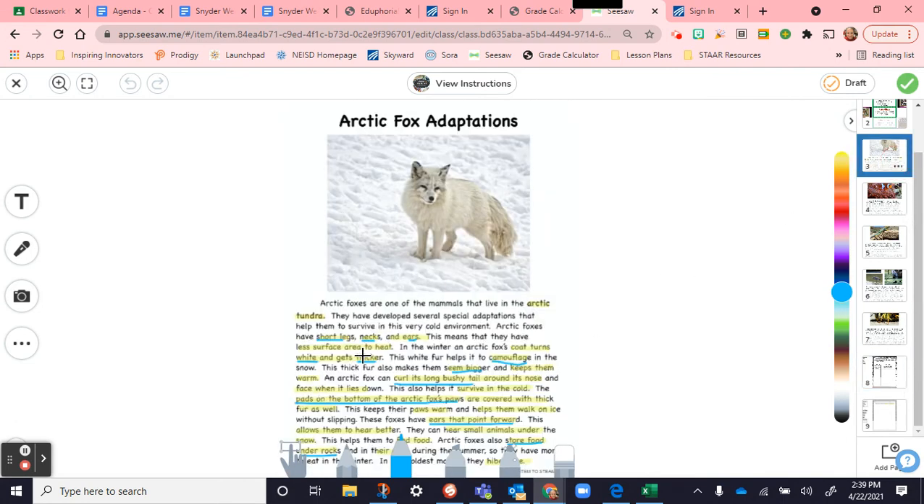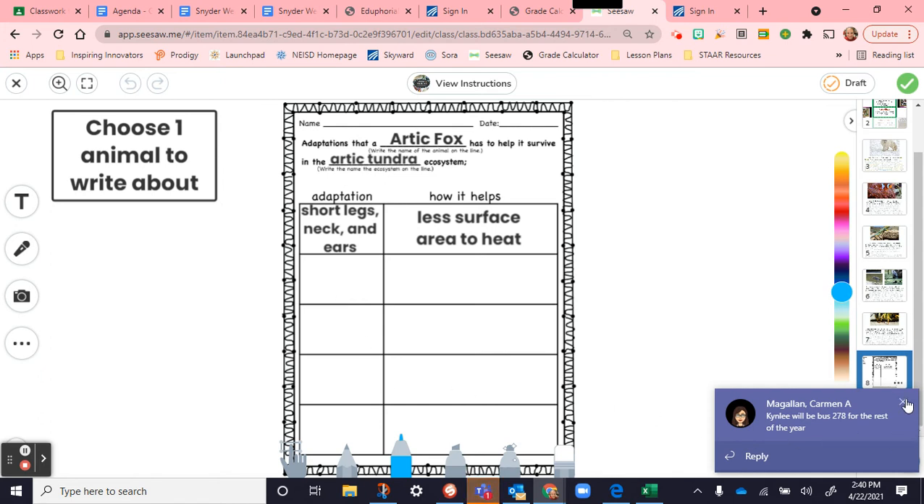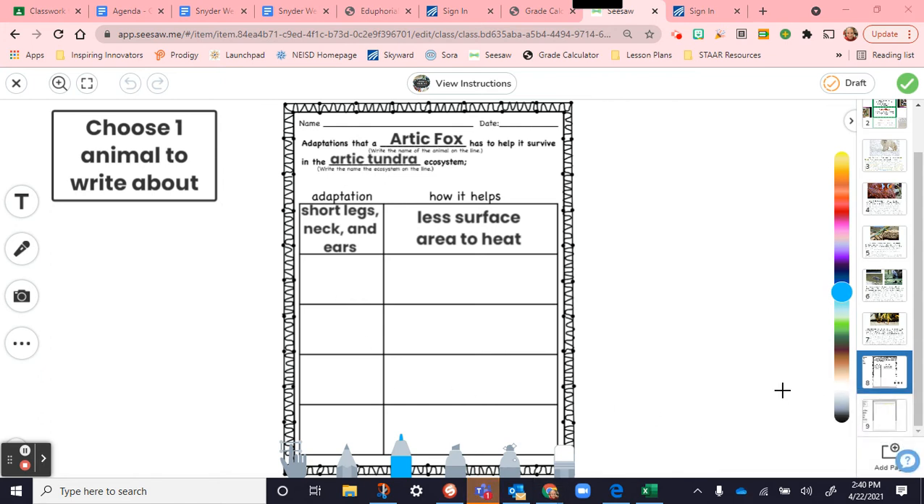So I'm going to go through this list. So the next one, the coat turns white and gets thicker. So as it gets cold and there's lots of snow, I don't want to be a darker color to where I'm going to stand out and everybody's going to see me really easily. I might get eaten that way. I want to blend in with my surroundings. So, going back to that camouflage, I want to blend in with the snow. And so when my fur changes, the fur change is the adaptation. How it helps is I'm able to blend in with my surroundings.